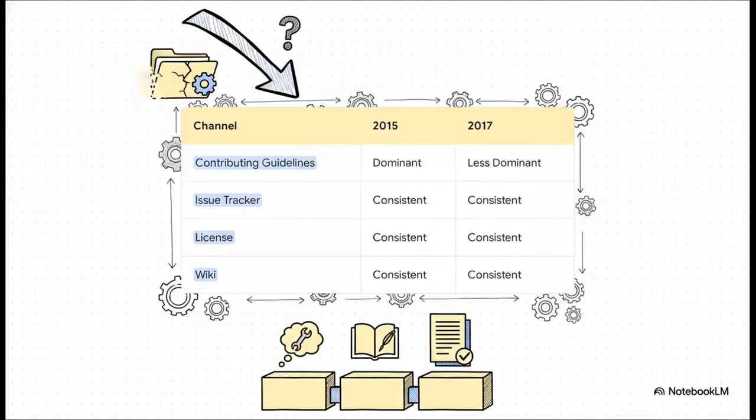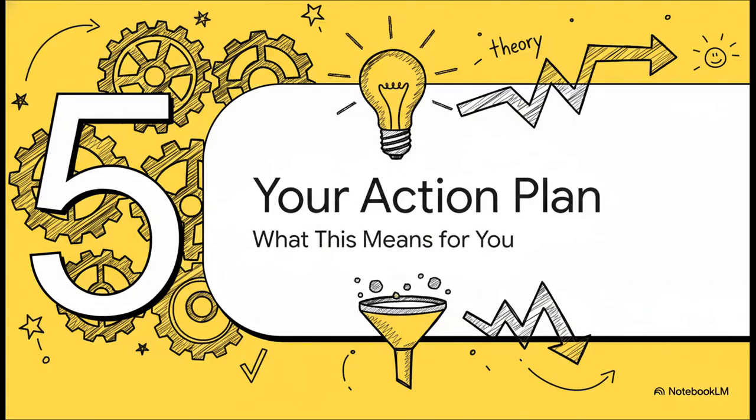So what specifically changed? Well, the data shows that having a dedicated contributing guidelines file became a little less dominant. And that might be because GitHub itself was evolving, right? They started adding things like pull request templates, which moved that explicit knowledge even closer to the actual workflow. But at the same time, the core stuff, the issue tracker, the license, the wiki, those remain the bedrock of project communication.